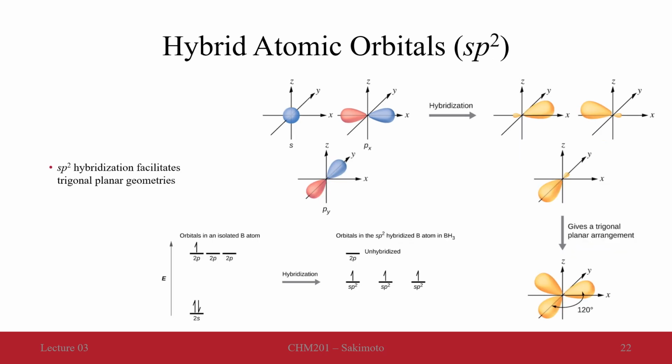If we need three things surrounding a central atom, we could do so by mixing one s orbital and two of our p orbitals, which gives us three sp2 orbitals that now point along those trigonal planar directions, making it poised to bond to three equivalent things.